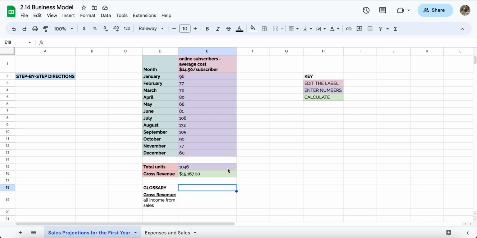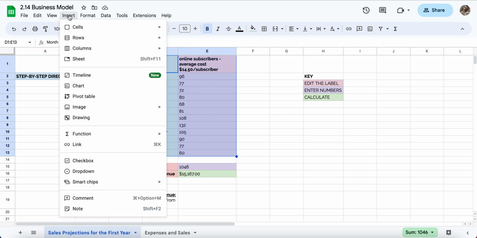So to do that, you're going to come up here and click on month. You're then going to click and drag. Oopsies, I did that wrong. What you're actually going to do is click on month and immediately start dragging down to December, and make sure that you're including the total units. So just columns D and E are selected down to 13. Only this is selected. You're then going to go over to insert and select chart.